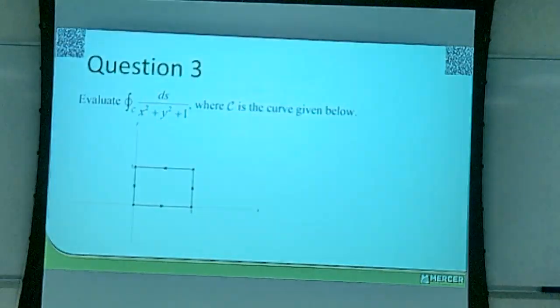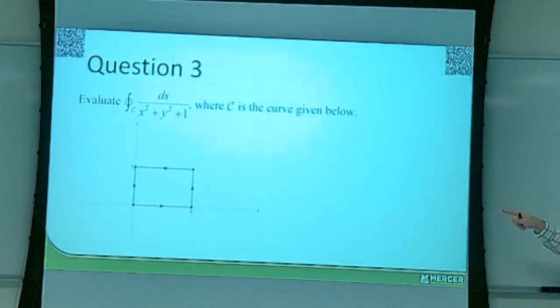There's our curve. We want the circulation. Since it's circulation, our starting and ending points are the same. So it's a closed walk. Where we start doesn't matter. So why not just start at the origin?